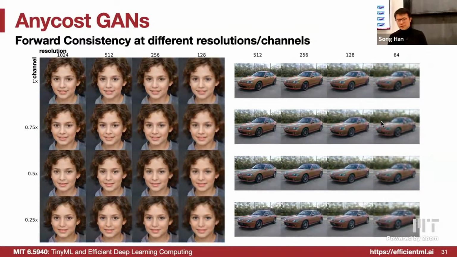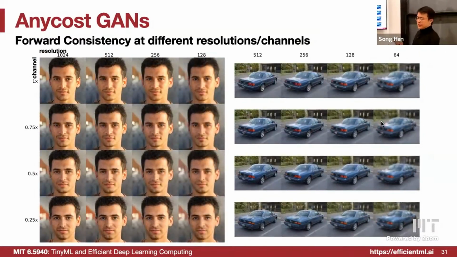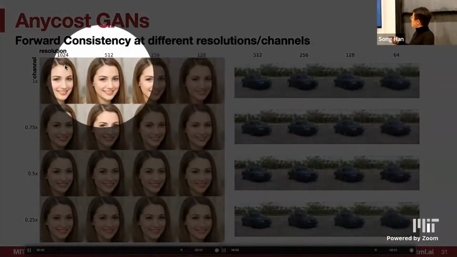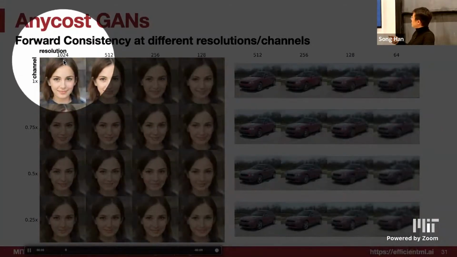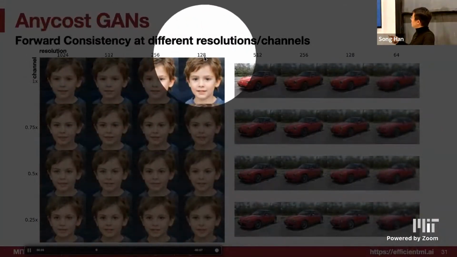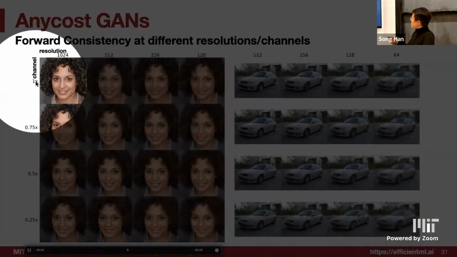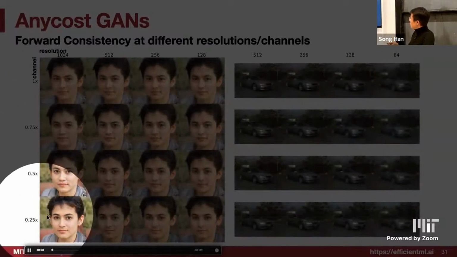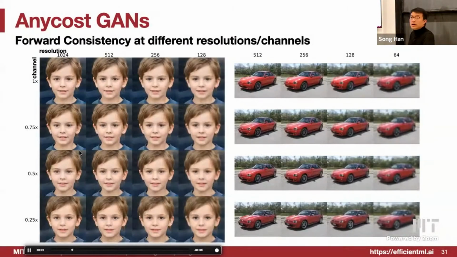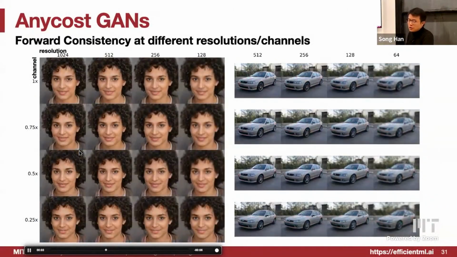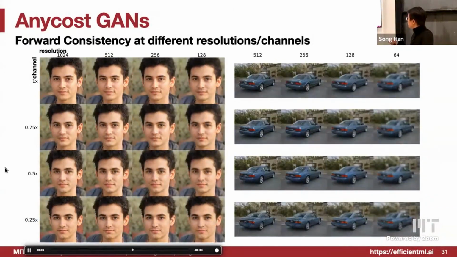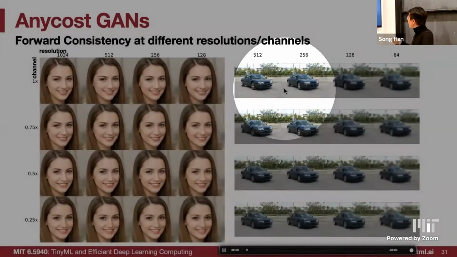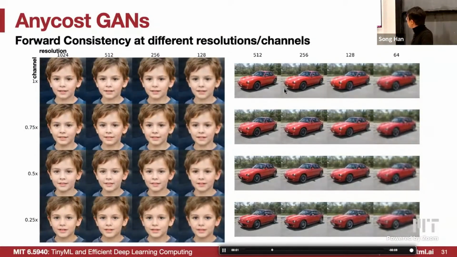So finally, we can see some good results. This is the forward consistency at different resolutions: 1024, 512, 128. And these are different channels: 100%, 75%, half, 25%. Okay, so they are very consistent and transit between different photos and different parts very smoothly.